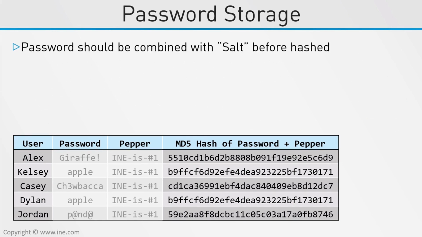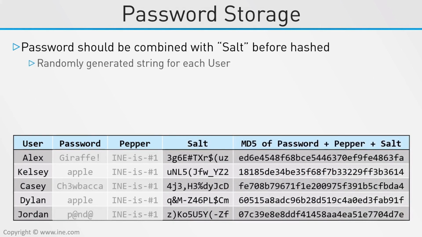The third rule of proper password storage is that passwords should be combined with what is known as a salt before creating your hash. A salt is a random string generated for each user. So when Alex creates an account, I'm going to randomly generate a particular salt. I'm going to combine that with the password they provide, and I'm going to combine that with the pepper from my application, and all three of these will be hashed together to create the digest.